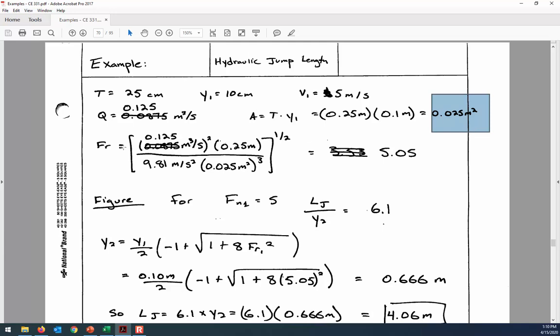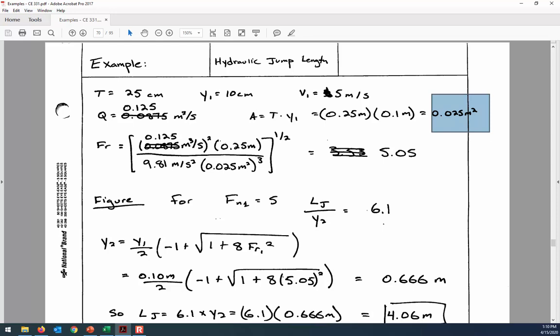Okay, and we just want to double check first of all that we have supercritical conditions upstream, because if not, it's not going to be a hydraulic jump. And so calculating the Froude number at that upstream location prior to the jump, you can see with the substitutions that we've calculated that the Froude number is going to be 5.05.